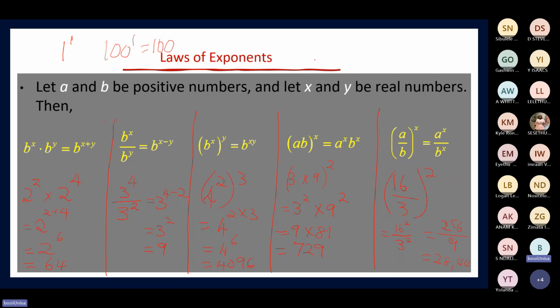Also, any number to the power of 0 is... oh, no, it's not 0, it's 1. I'm teaching you maths. It's 1. 100 to the power of 0 is 1. 20 to the power of 0 is 1. But 0 to the power of 0, it will always be 0. Any number to the power of 0 is equal to 1.